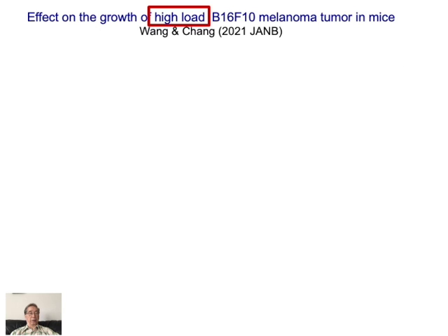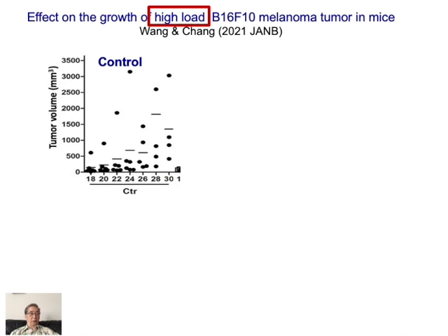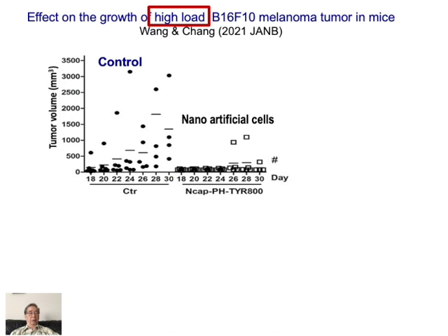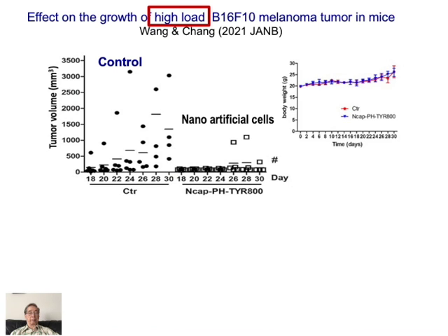Effect on the growth of high dose of melanoma tumor in mice. This is control. This is showing that with artificial cell, there's inhibition of tumor growth. And the body weight, the growth of the animal, is unchanged.